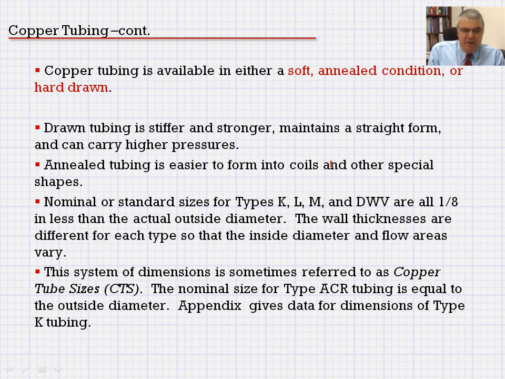That is because the nominal sizes are good for tabulation and all that, but the actual size is the one that we use in the calculation. Very important for you to realize. If you go out to work in companies that design the system, that's probably the first question that the technical people may ask you. So make sure you understand that. The wall thicknesses are different for each type, so the inside diameter and flow areas vary.